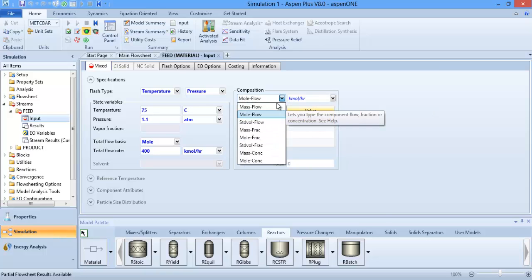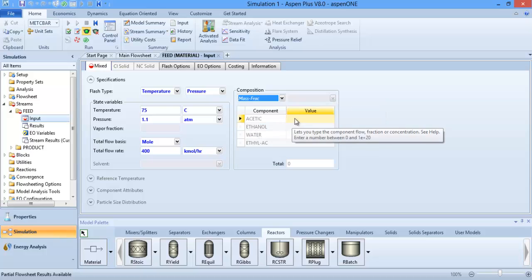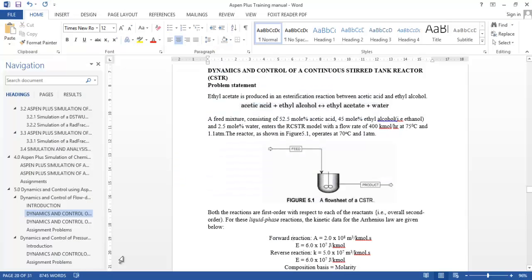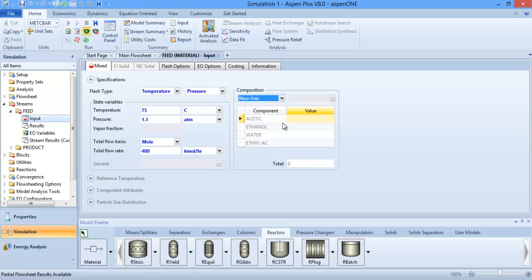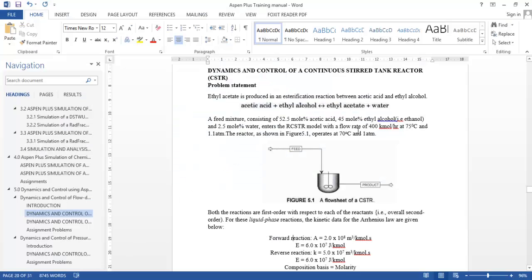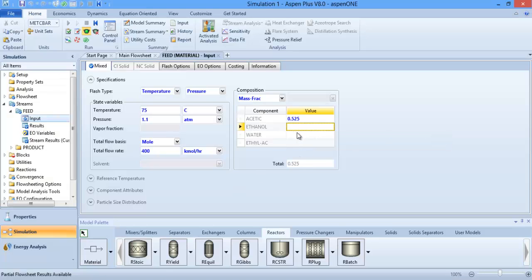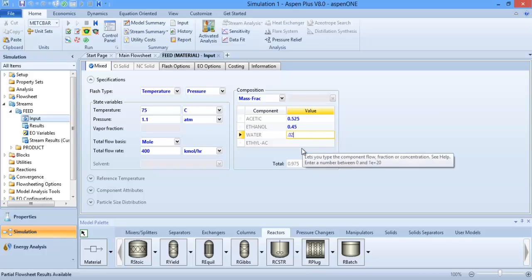This will now be in fractions. Acetic acid coming in is 0.525, and ethanol coming in is 0.45, and water coming in is 0.25. Okay, that has completed, and we are good to go.